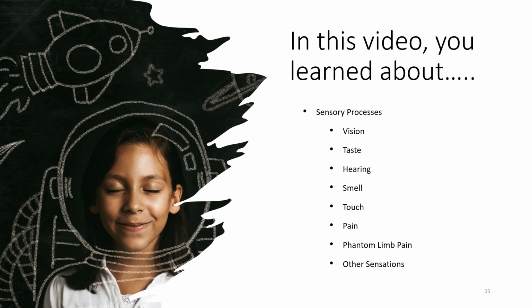In this video, you learned about many different sensory processes. You learned about how vision works, and you also learned about taste and hearing, smell and touch and pain. You also learned about phantom limb pain and other sensations. In our next video, which is our final video for this module, you're going to be learning about something called the Gestalt principles of organization. So how do we organize the world that we're experiencing? How do we organize what we're seeing and give it meaning? That's what we'll be exploring next.